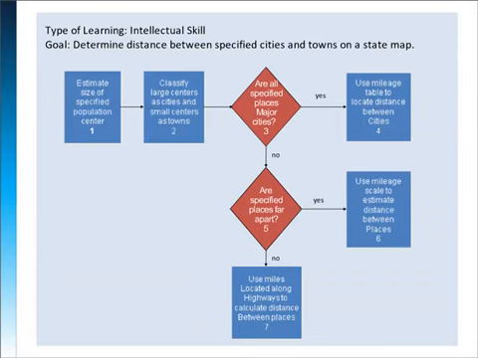Here's a more complicated goal. Using a state map is an intellectual skill. So we have categorized this type of learning as shown here. That's step 1. So the type of learning is listed as an intellectual skill there. It's also important to write out the goal statement. The next step is to diagram out the goal.